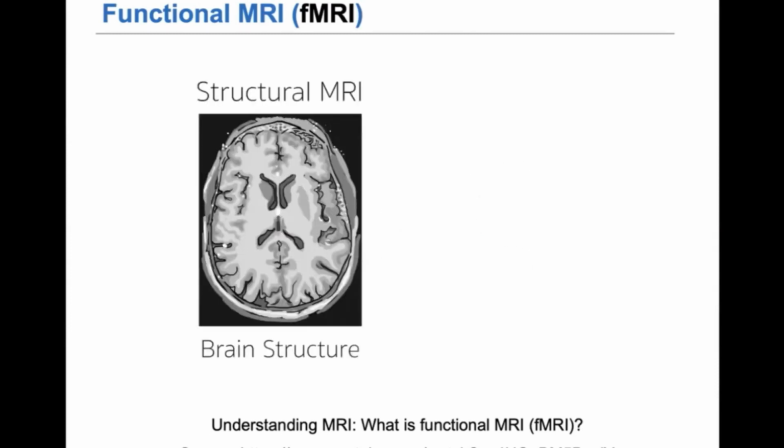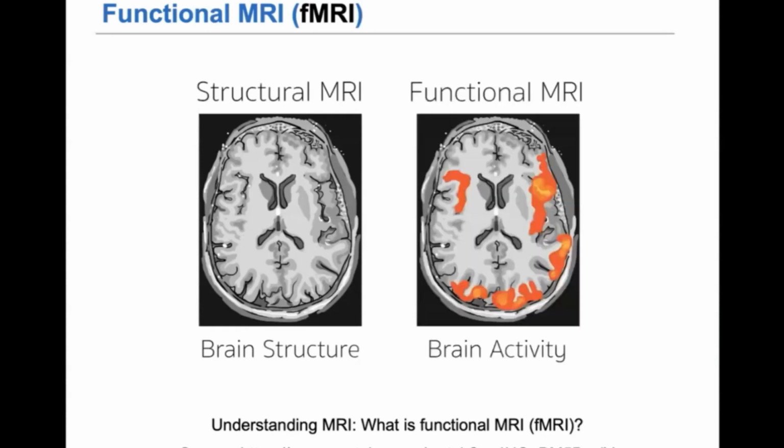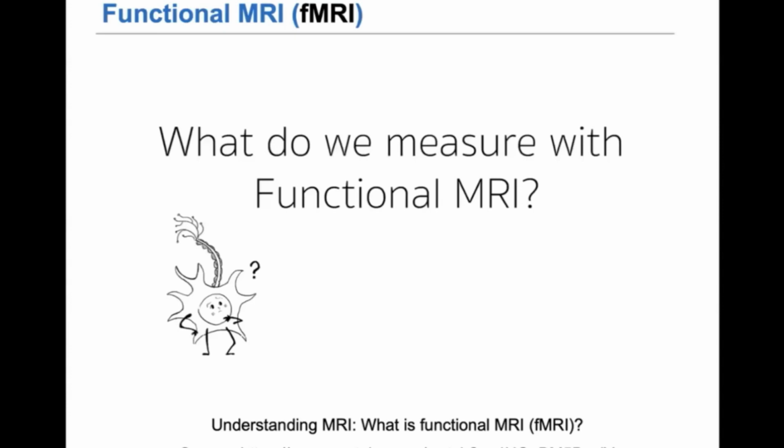MRI is used to make lots of different types of images. Hospitals most commonly use structural MRI. This can show the structure of the brain. Functional MRI shows which areas of the brain are active while performing a specific task. So, what do we measure with functional MRI?